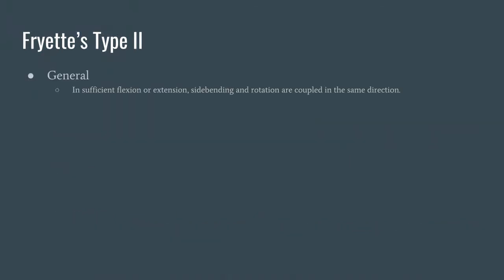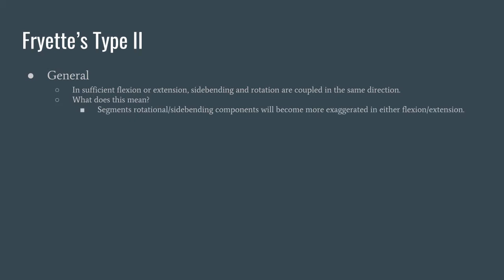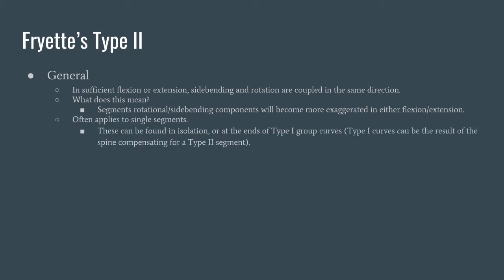Fryette's type 2: in sufficient flexion or extension, side bending and rotation are coupled in the same direction. What does this mean? Segments' rotational or side bending components will become more exaggerated in either flexion or extension. This often applies to single segments. These can be found in isolation or at the ends of type 1 group curves. Type 1 curves can be the result of the spine compensating for a type 2 segment. Rarely will there be more than 2 type 2 segments next to each other.